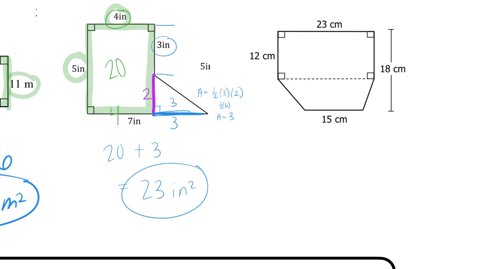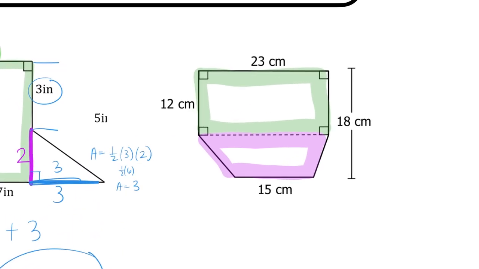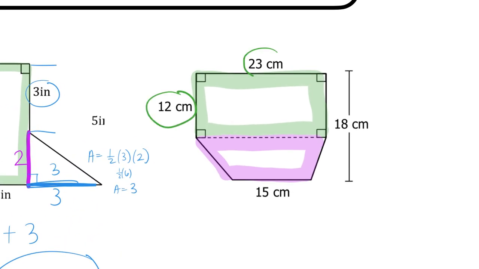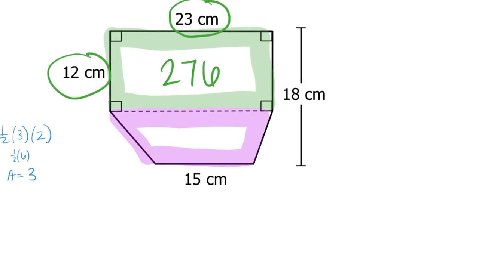Okay, let's take a look at the next shape. Now the next shape, it looks like it's already split for us, right? So if we look at the shape as a whole, we're trying to find this whole area here. You can think of this as a rectangle that is on top of a trapezoid. So we'll find the rectangle first because that's the easier part. That's just going to be 12 times 23. So 276. And then trapezoids, those are a little bit harder. So remember the formula is this: 1/2 of the height times the sum of the bases.